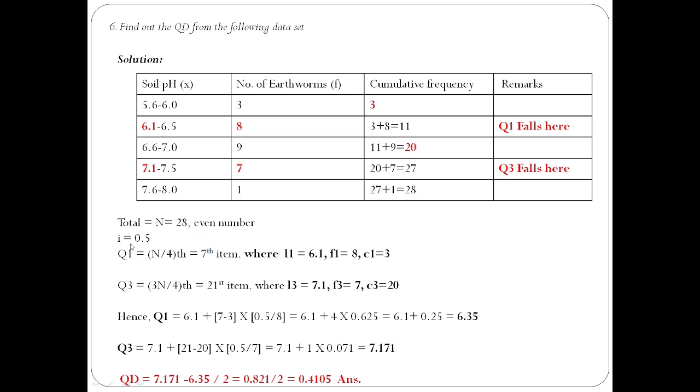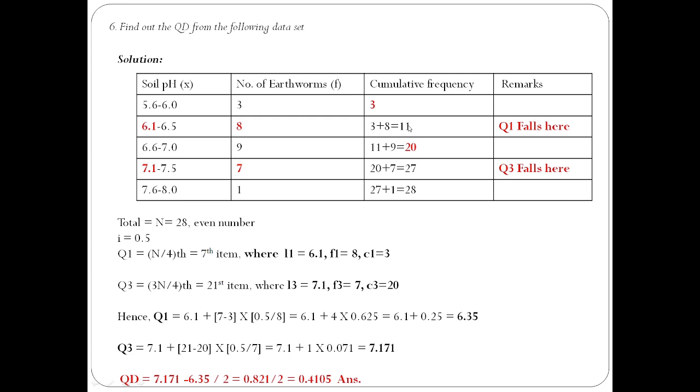The width of the class is the difference between the class boundaries, which is 0.5, that is i is equal to 0.5. As the total number of items is 28, which is an even number, Q1 is the n by 4th item. Look carefully: when it is an odd number, Q1 is calculated as n plus 1 by 4, but here, because it is even, Q1 is calculated as n by 4, that is the 7th item. In the cumulative frequency table, 7 is greater than 3 but lower than 20, so obviously Q1 falls here.